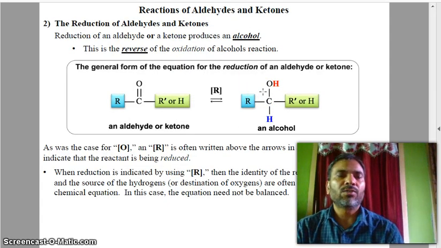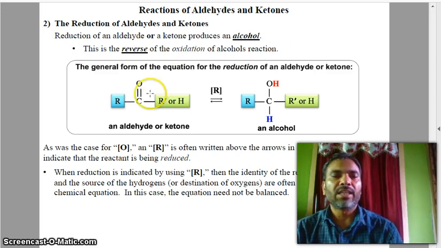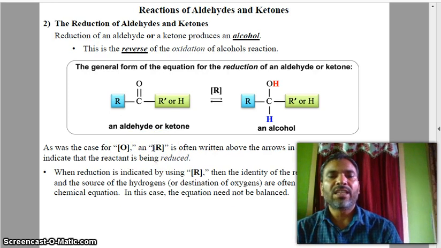Reactions of aldehydes and ketones: reductions of aldehydes and ketones. What is reduction? It is the opposite of oxidation. Reduction of an aldehyde or ketone produces an alcohol. This is the reverse of the oxidation of alcohol reactions. In the general form of the equation for the reduction of an aldehyde or ketone, look here, this is an aldehyde or ketone giving an alcohol. You see this sign for oxidations and this sign for reductions, often written above the arrow in chemical equations to indicate the reactant is being reduced.